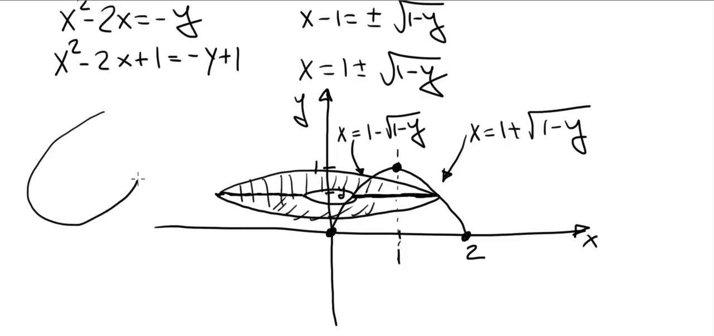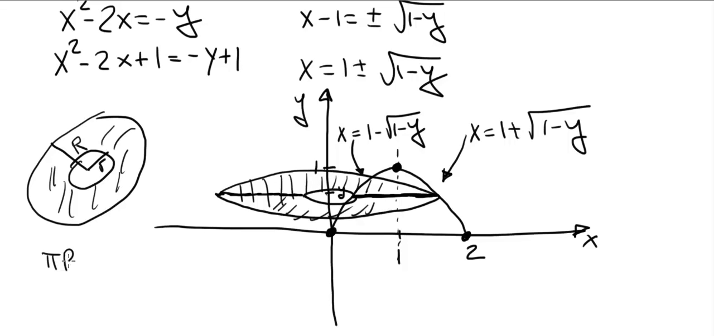So recall, when we have a washer with this inner radius little r and the big radius here of the big circle big R, the formula for the area between the circles is pi big R squared minus pi little r squared, or pi times big R squared minus little r squared. We need to express big R and little r as functions of y.